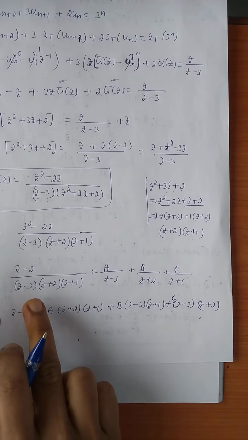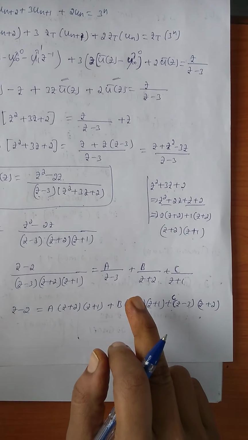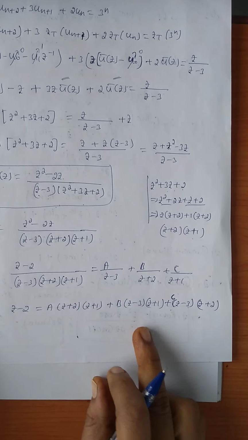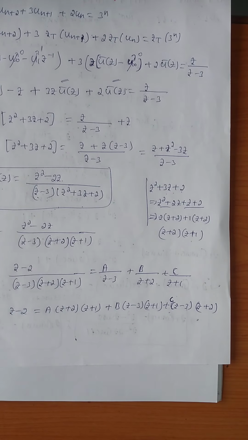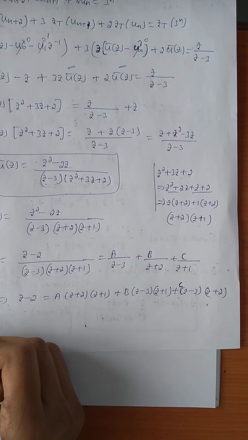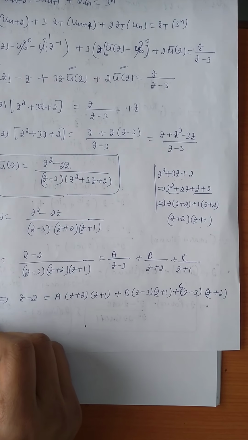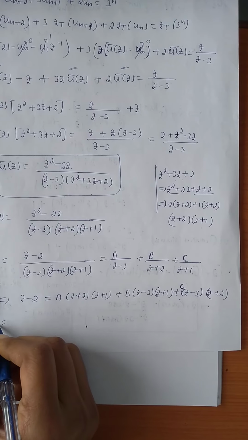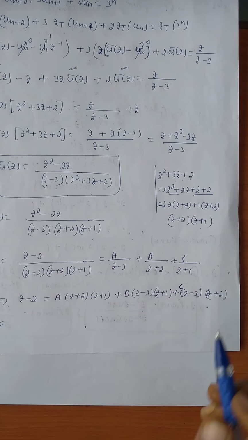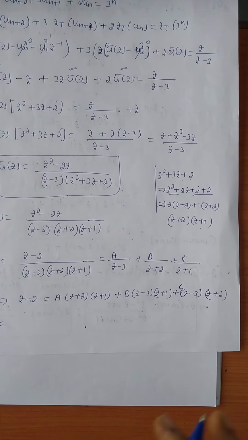We should take LCM for this term. After cancelling the denominator terms, we get the numerator, this type of equation. Now by using the substitution method, we can find out all the constants A, B, C. If we equate z minus 3, z plus 2, z plus 1 to 0, we get 3 z values. By using these 3 values, we can find all 3 constants.